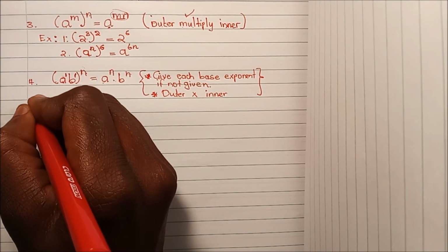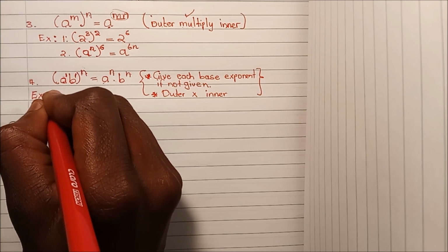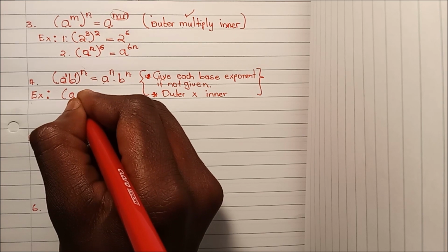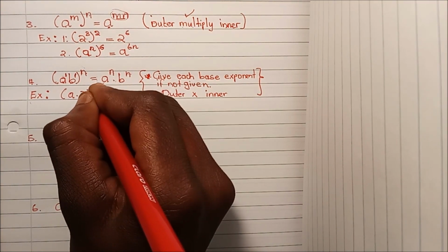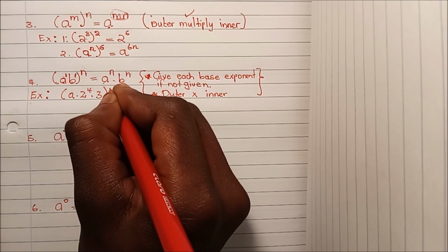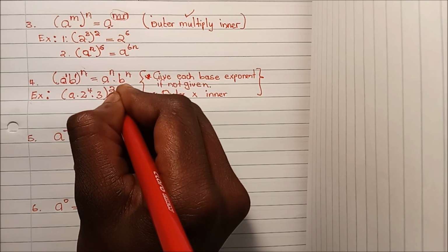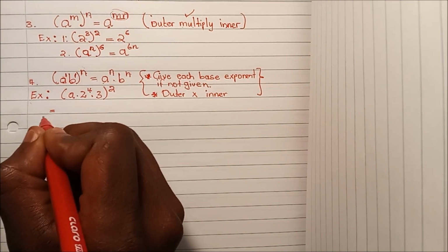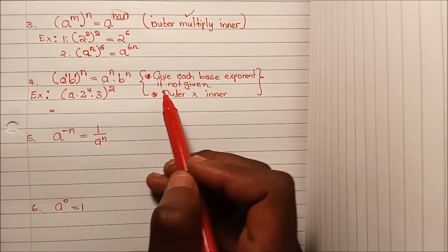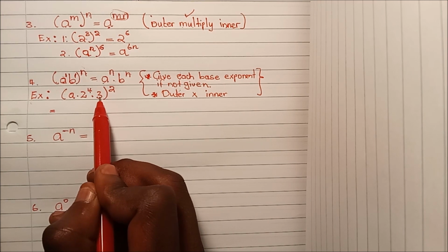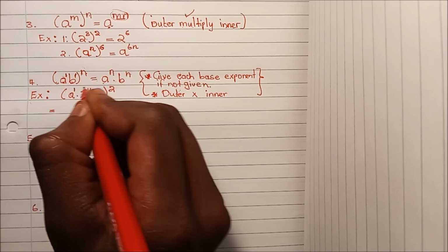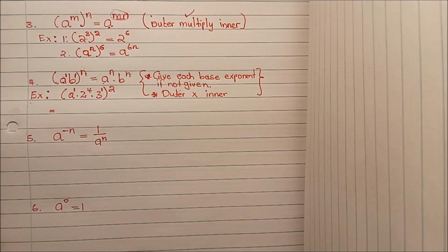So now let's take an example to see how these things operate. Suppose you have a multiplied by 2 to the power of 4 multiplied by 3, all to the exponent of 2. Let's look at this. Are those 2 points satisfied? No, because a has no exponent and 3 has no exponent, so you need to give them exponents. So the exponent of this one will be 3, the exponent of this one will be 1. Nice, that's where you start.